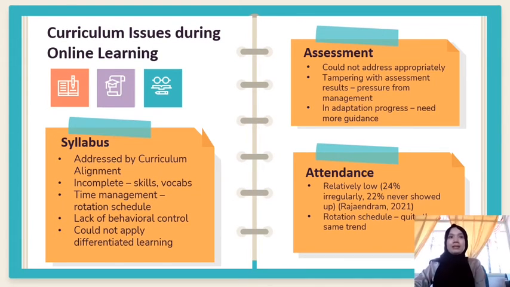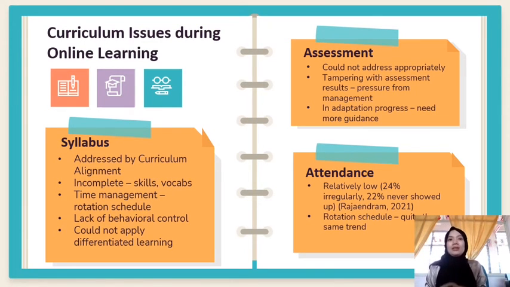Last but not least, the repetitive issue of attendance, which had been the worry of all parties since the start of MCO. A study conducted by Universiti Kebangsaan Malaysia that was completed in September this year had shown that up to this moment, student attendance is still relatively low, by which 24% showed up irregularly.